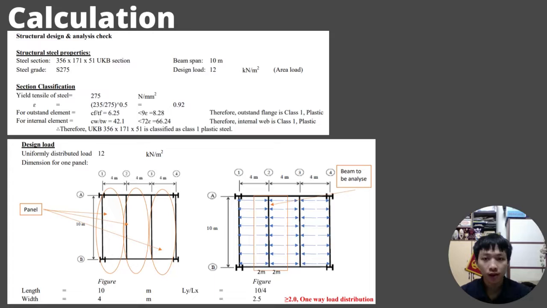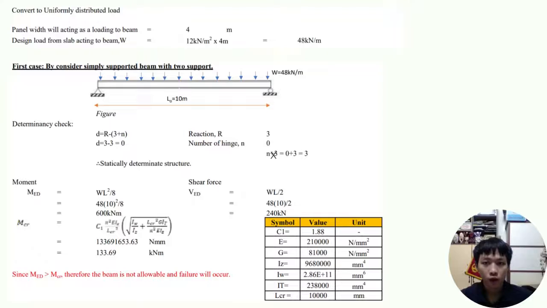Next, for the section classification, the outstand element and internal element are within the class 1 limit, therefore the beam section is classified as class 1 plastic. For the design load, from the dimensions of the layout, we can calculate that the ratio is greater than 2, therefore it is a one-way load distribution. We convert the load to a uniformly distributed load. The design load acting on the beam is 48 kN per meter.